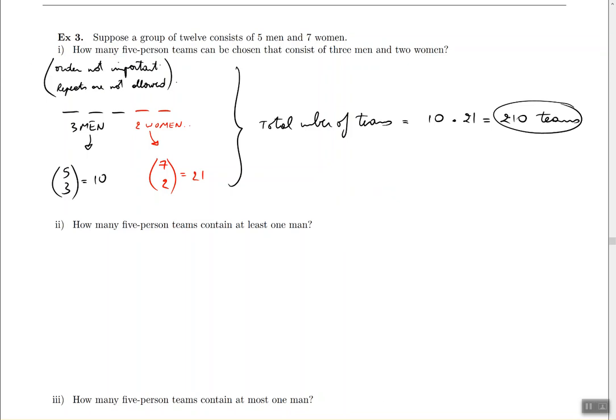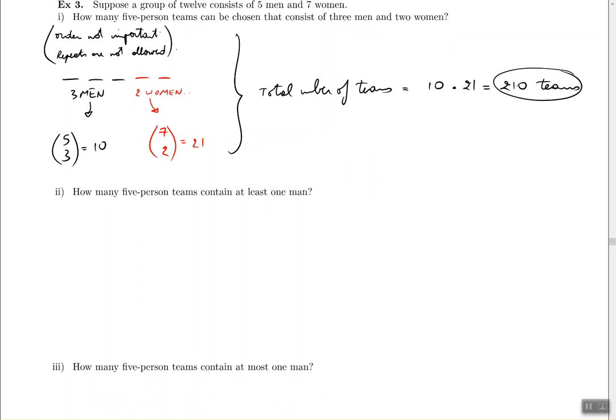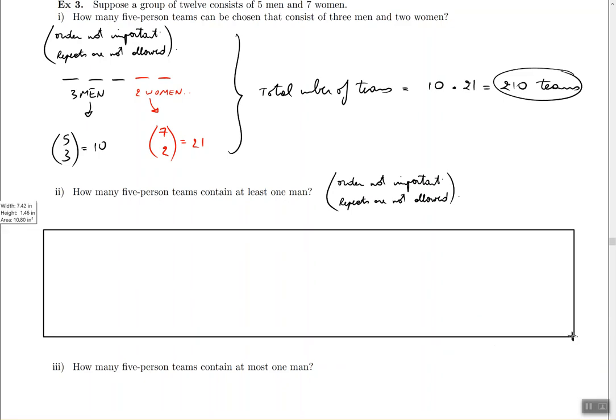Now the question is, how many 5-person teams contain at least 1 man? So again, keep in mind that the order is not important and the repeats are not allowed in this case, which means, again, we're counting combinations. What we want to do is count how many teams have at least 1 man. So here's the universe of all the teams that we want to count. In the first box, we're going to have a team of 5 people, 1, 2, 3, 4, 5. But in this case, we want at least 1 man. So the first person can be chosen as a man, but the rest of them can be chosen as women.